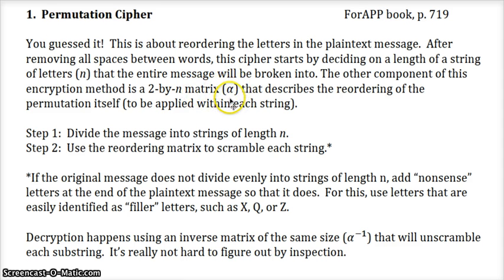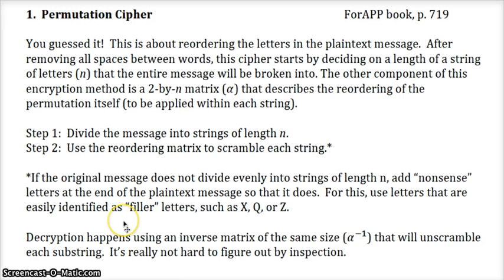They call that lowercase alpha in this book, which is a little strange, but that's what they call it. It's a pretty simple idea: the first letter is going to move to the third position and the second letter is going to move to the first, just a way to scramble each one of those little substrings. So you divide the message up into same-length strings, the same size as this matrix, and then reorder them using that little reordering algorithm.